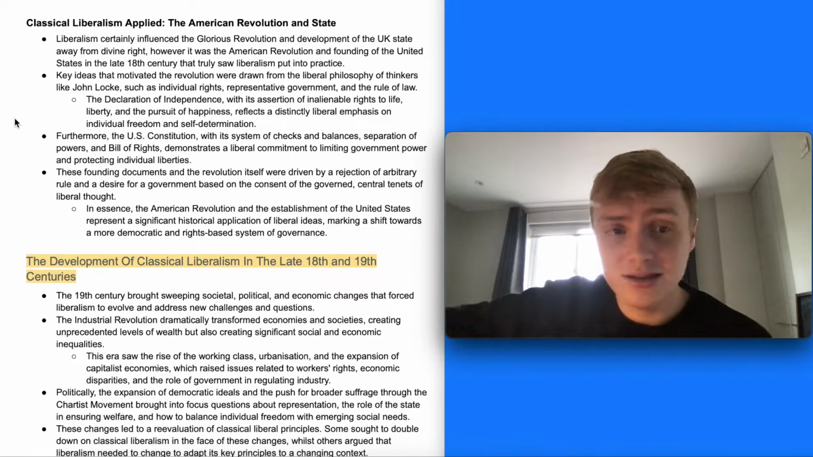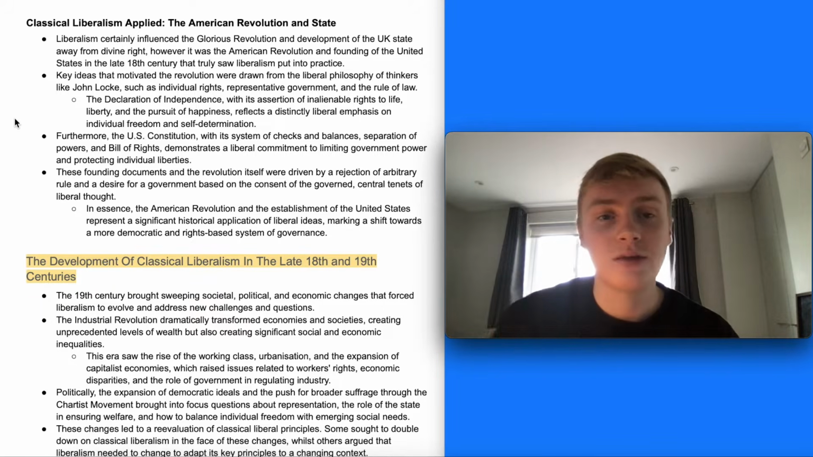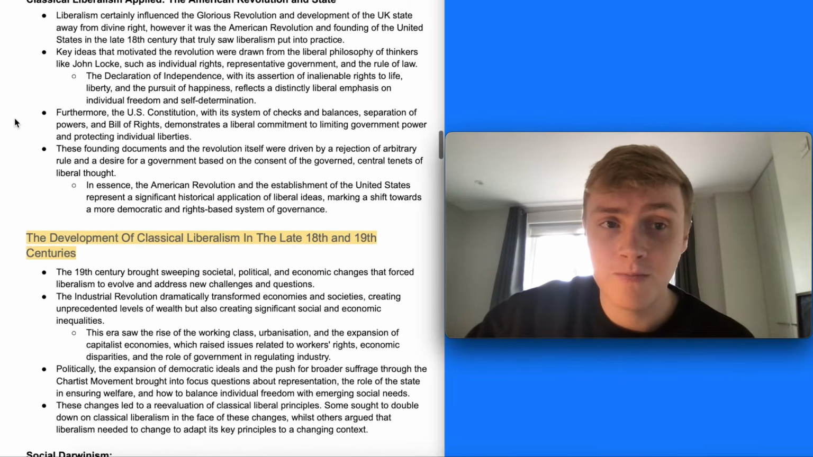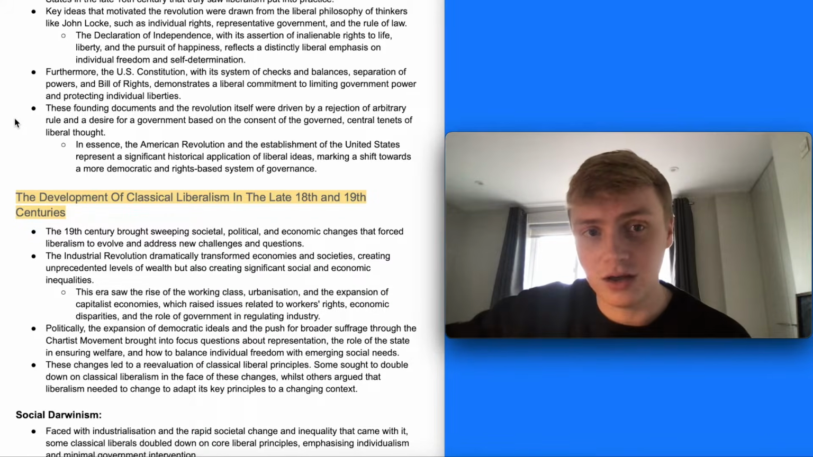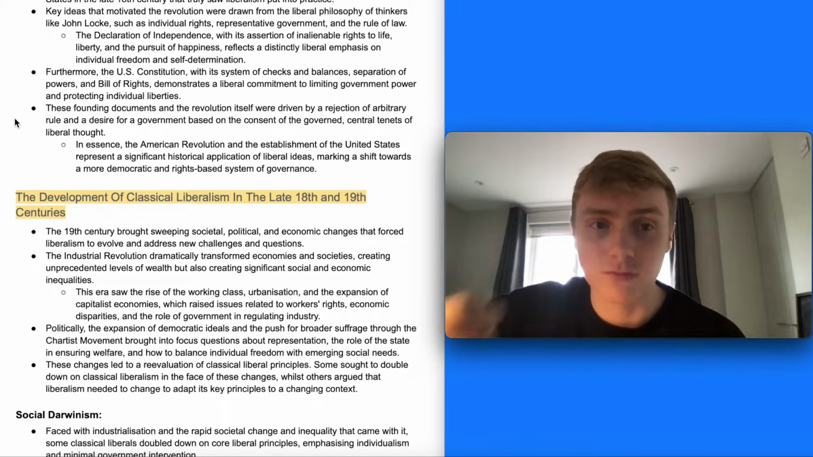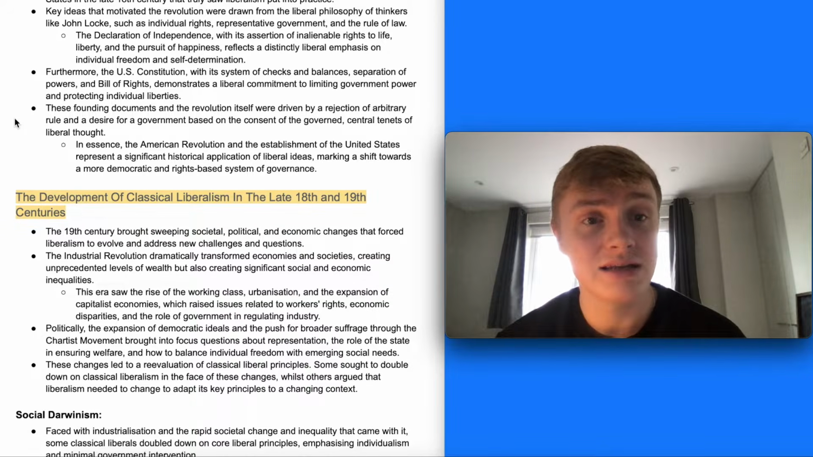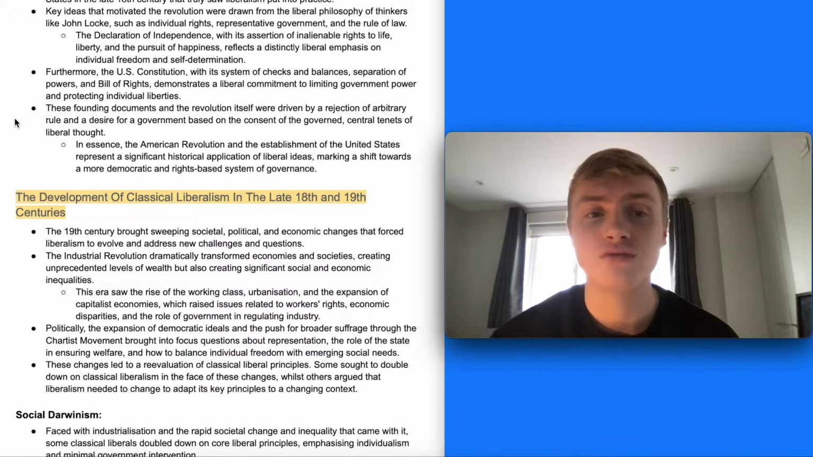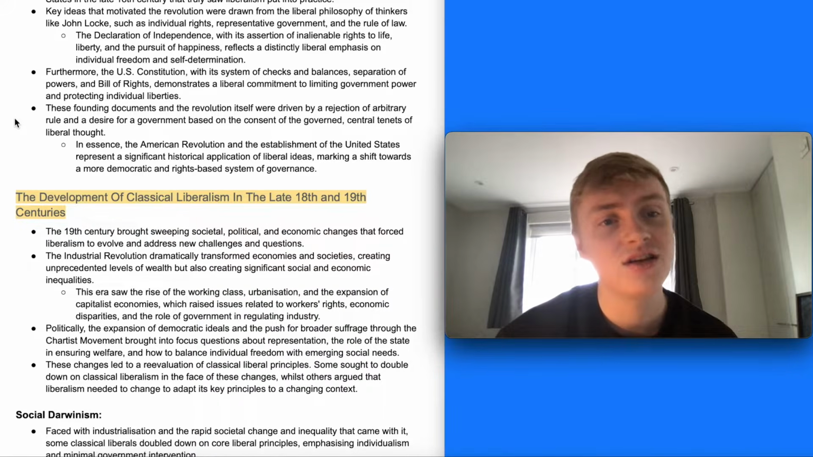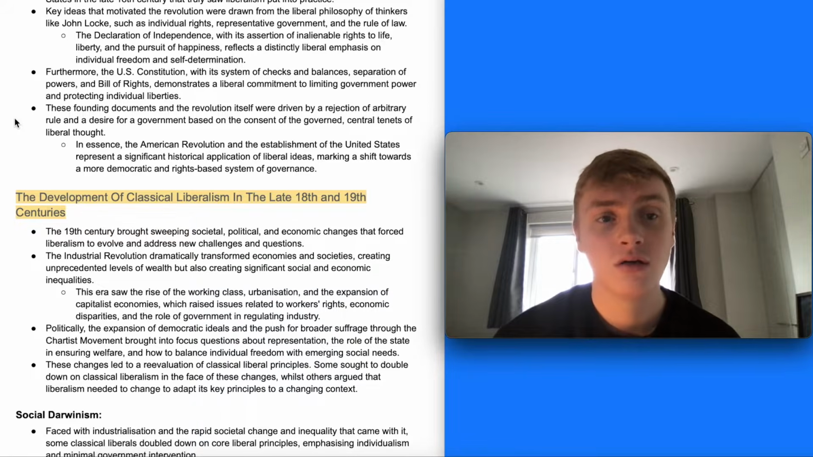And the Declaration of Independence, if you read it, really reflects this in its assertion of inalienable rights to life, liberty, and the pursuit of happiness. So there's a really liberal emphasis on individual freedom and self-determination. And then you see that in the design of the state. So the US Constitution, with its system of checks and balances, separation of power, and the Bill of Rights, demonstrates this liberal commitment to limiting government power and protecting individual rights and liberties. And crucially, they were also driven by rejecting the arbitrary rule of the British and a desire for government based on the consent of the governed, which were central tenets of liberal thought.